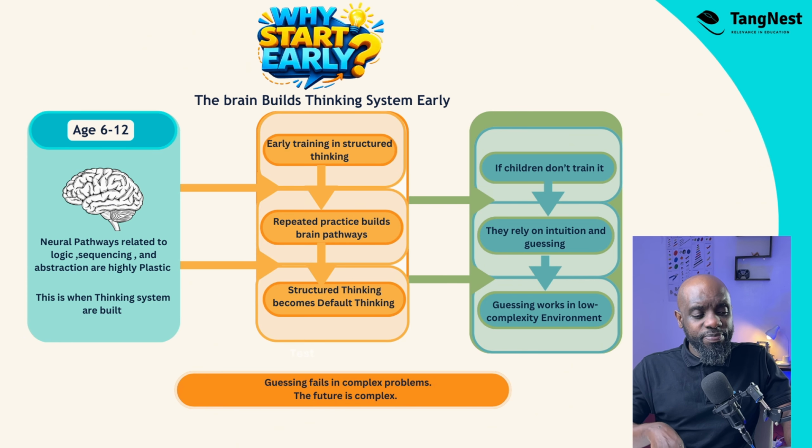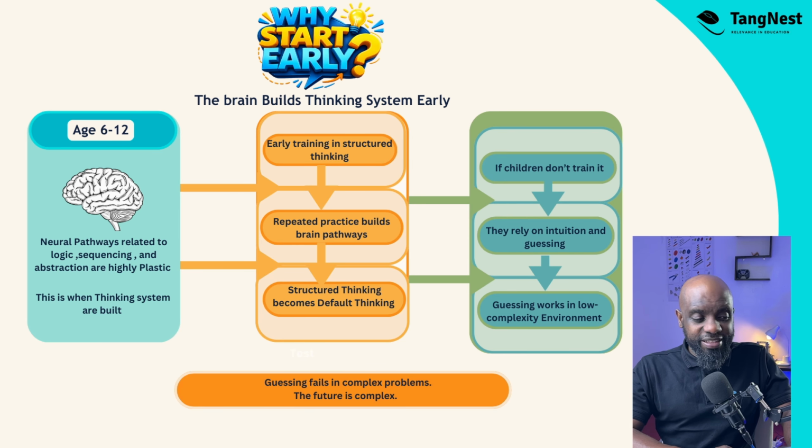And when neuroscientists say the brain is plastic, they mean something very important. They mean the brain can build new connections when it practices something. So, what kids practice repeatedly during this stage often becomes their default way of thinking later in life. This is the right window where thinking systems are built for children.